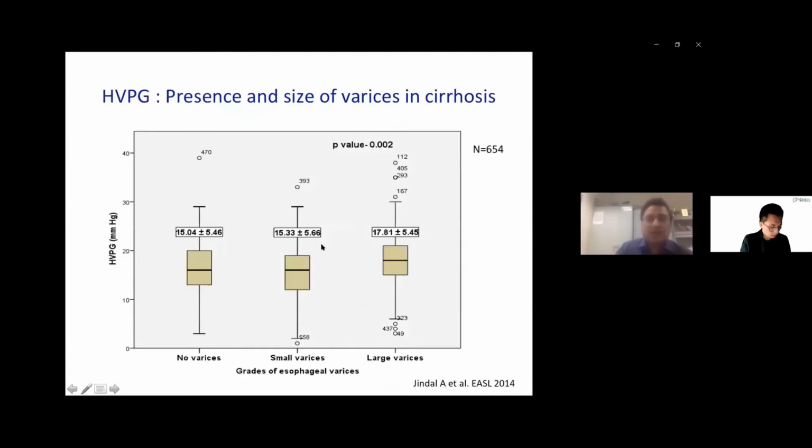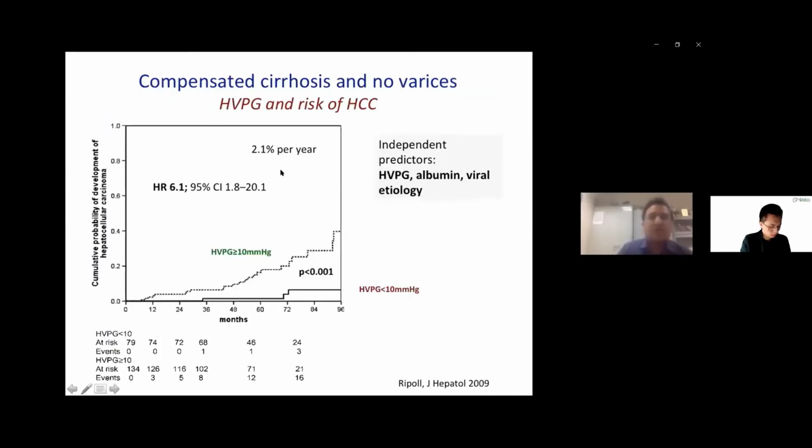And not only does the HVPG correlate with the presence of varices, but also with the size of the varices. Larger varices tend to have higher portal pressures as compared to those patients who have smaller esophageal varices. Patients with clinically significant portal hypertension, HVPG more than 10, tend to have a higher risk of hepatocellular carcinoma, liver cancer, over prolonged follow-up, almost a 6-fold higher risk of developing liver cancer.